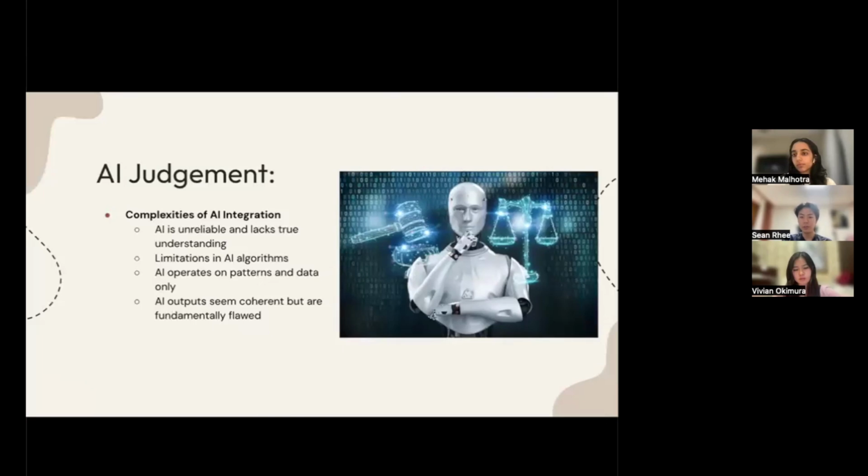Now, let's talk about limitations when it comes to AI itself. AI is inherently unreliable and it cannot truly understand context like humans do, and often generates outputs that sound good but may not be factually accurate. This is because AI operates purely on patterns and data it's been trained on, unlike human cognition, which involves context, intuition, and experiential learning. Therefore, AI can only produce outputs that seem coherent but are fundamentally flawed.